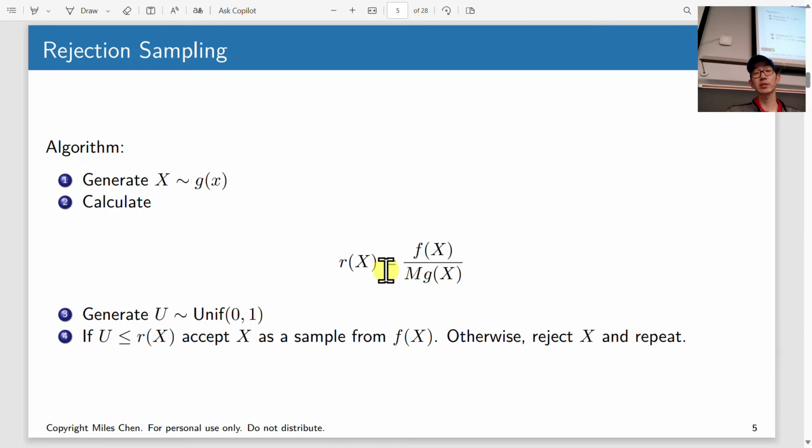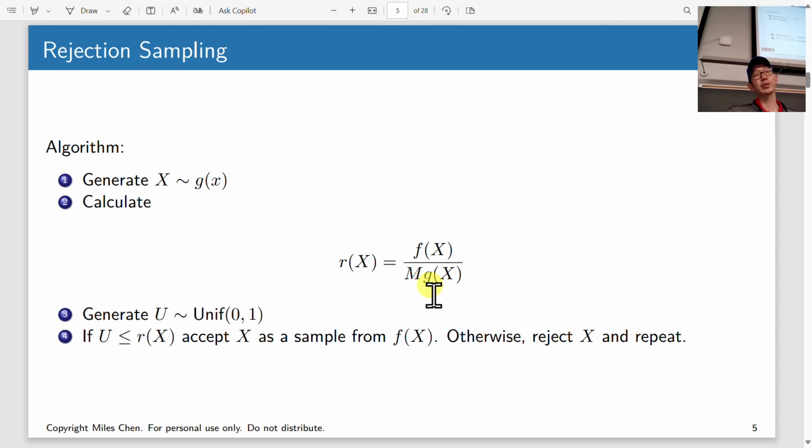Then we generate a random uniform value between 0 and 1, and if that random uniform value is less than R of X, then we accept whatever X value we generated. However, if the random U is greater than this R of X, then we throw that value away. We reject it, we don't accept that.